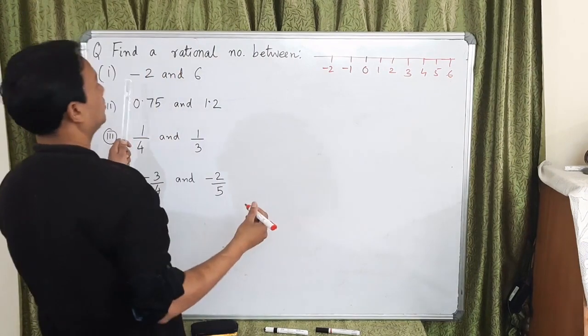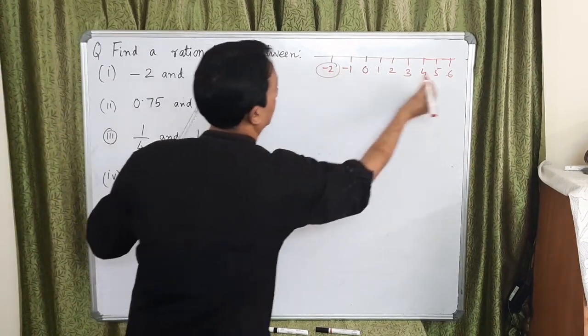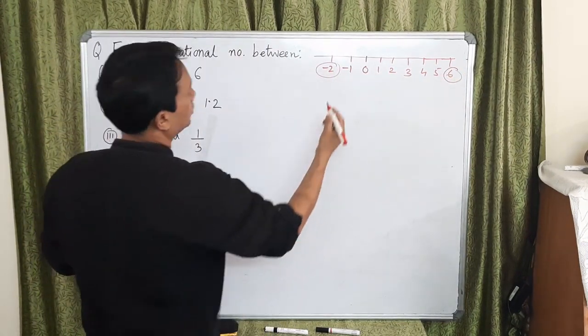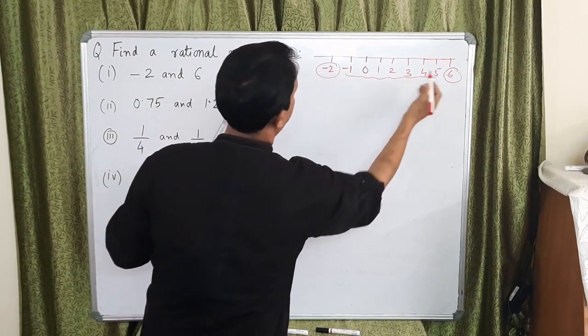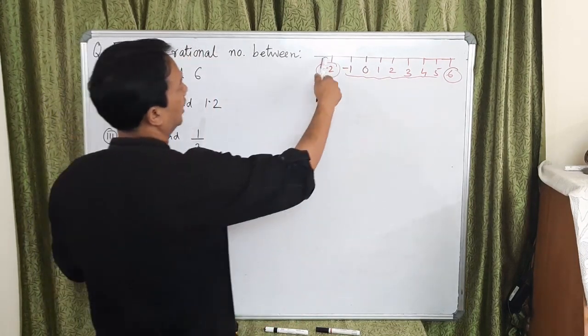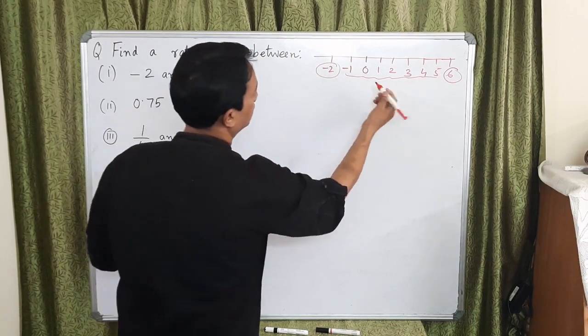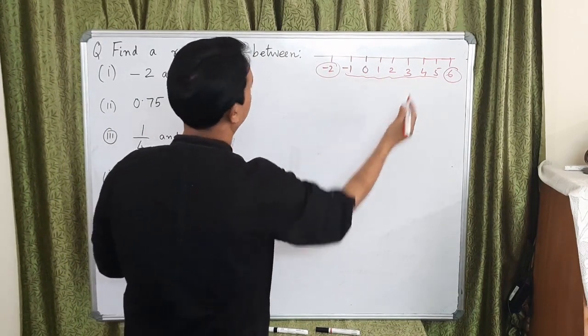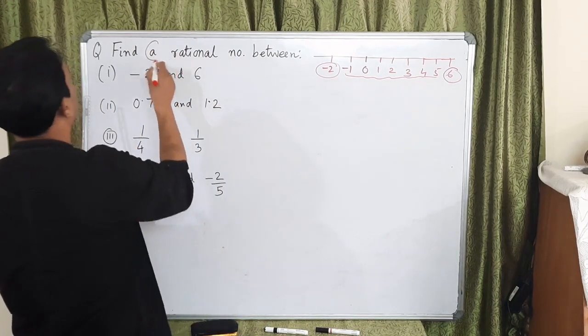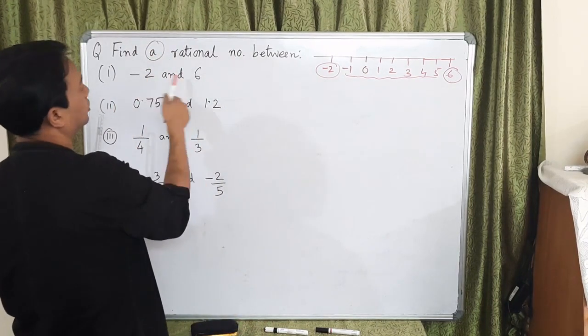Now I've written these two numbers, minus 2 here and 6 here. Now you can see there are many numbers in between. These are the integers in between. In fact, we have infinite numbers in between these two. So if you take only the integers, we have minus 1, 0, 1, 2. So if we have to write only one rational number between minus 2 and 6.